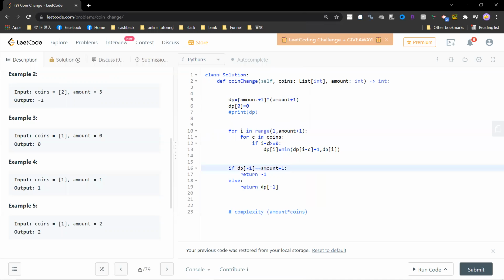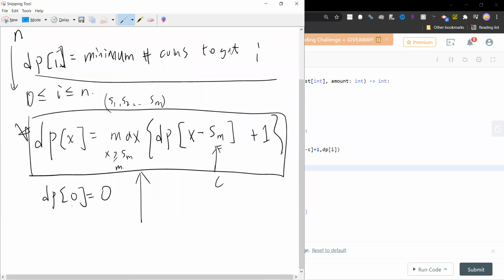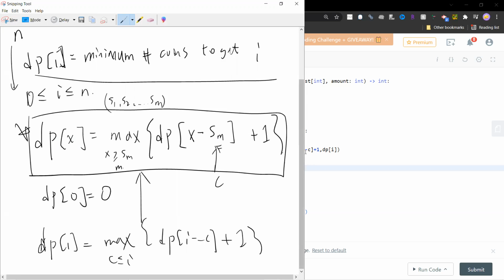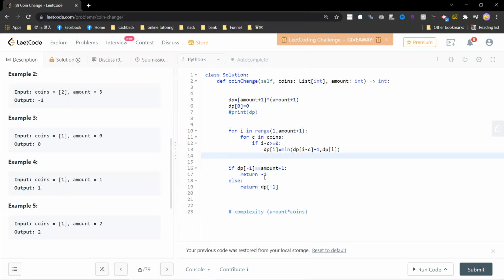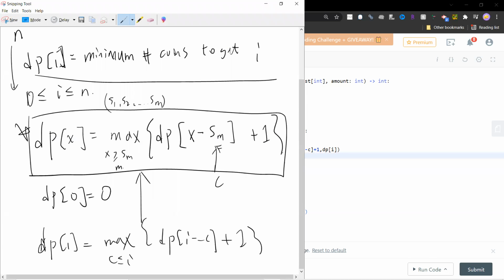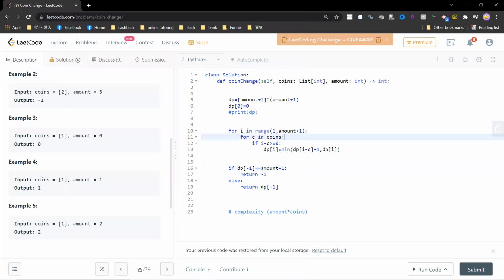Okay, so for c in coins, if i is greater than or equal to c, I directly apply this: dp[i] equals maximum of dp[i - c] plus 1. Oh, sorry, it's minimum. I'm stupid, sorry. We need the minimum answer, right? So dp[i] equals minimum of dp[i - c] plus 1 and dp[i]. So we just keep iterating and find the minimum.